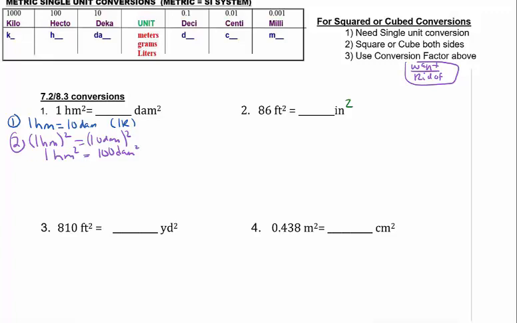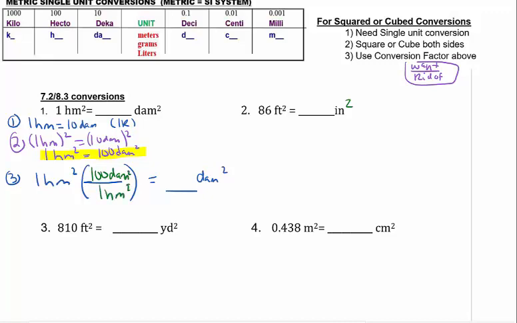So we are starting with 1 hectometer squared. We're now going to multiply by our conversion factor. What we want in our answer, we want decameters squared. So I'm going to use this conversion factor here, and I'm going to put what I want on the top, 100 decameters squared. What I want to get rid of goes on the denominator. And the reason why we do this is we need these units right here to cancel out.